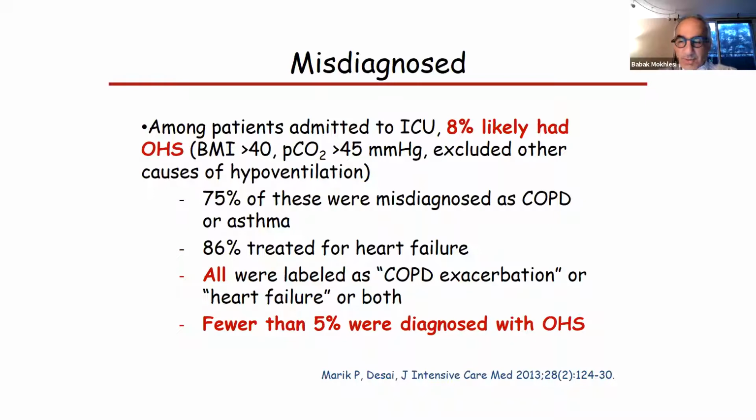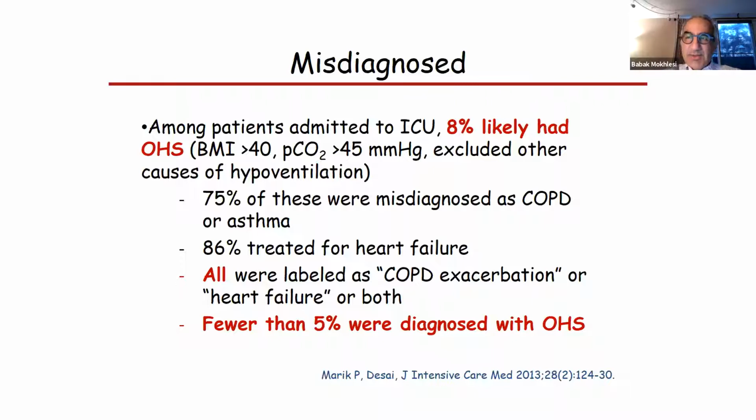And the other study that I was going to share with you is this one by Paul Merrick that I alluded to a little bit earlier. So they looked at ICU patients and they surmised that around 8% of these individuals in their ICUs met criteria for hypoventilation due to obesity. What was sad is that 75% of these patients were mislabeled as COPD or asthma, when by history, at least, there was nothing to suggest that. 86% were treated for heart failure. Many times these patients get over-diuresed because it looks like they have edema in their lower extremity, and they may have lower extremity edema, but it may not be heart failure.